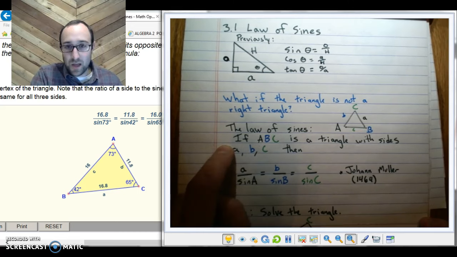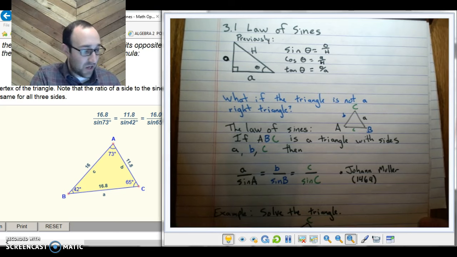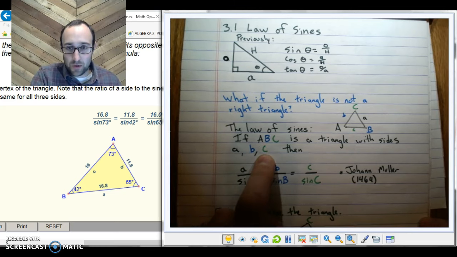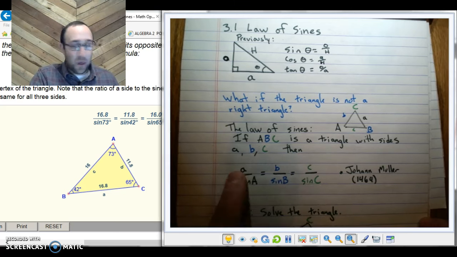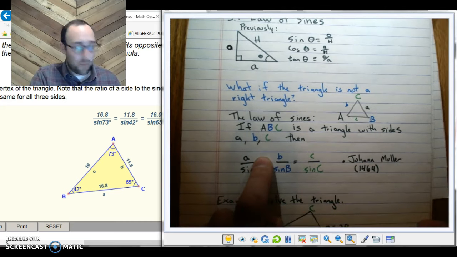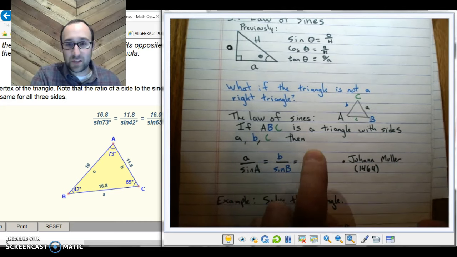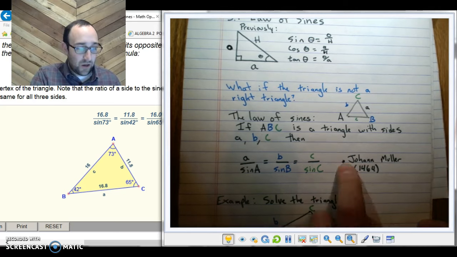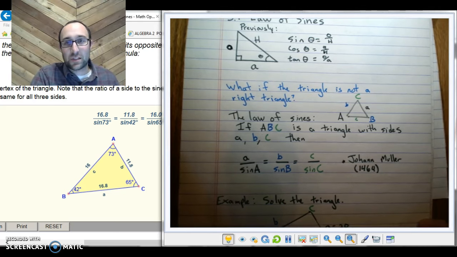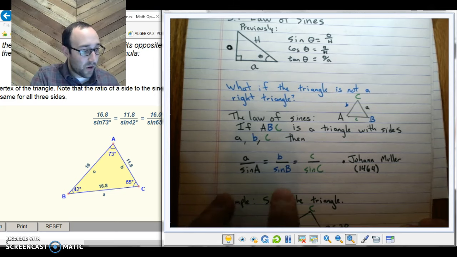The law of sines. If triangle ABC is a triangle with the sides lowercase a, lowercase b, lowercase c, then a over sine A equals b over sine B equals c over sine C. We can all thank Johann Euler in 1464 for coming up with this and giving us this nice little shortcut. There are two equal signs.